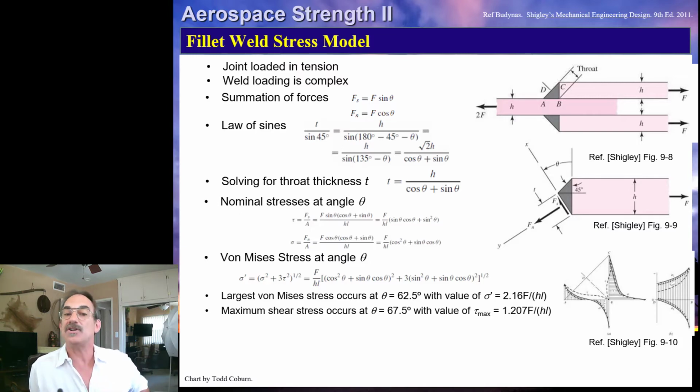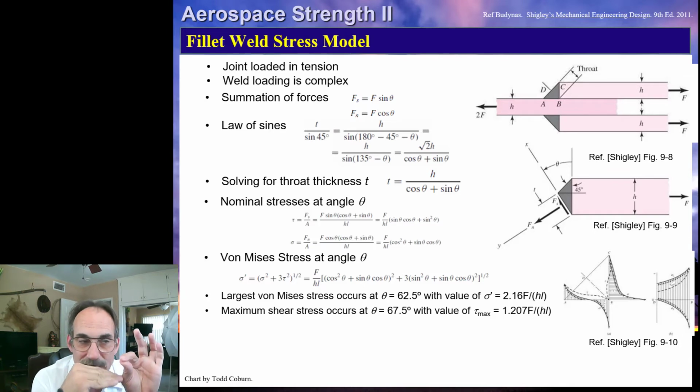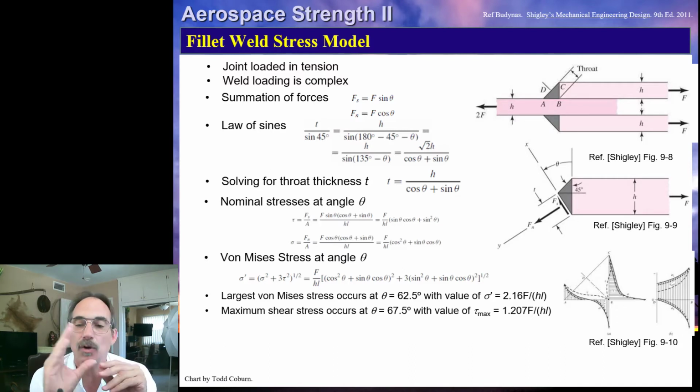We can calculate how much shear force we have and how much moment we have by just using trigonometry. The summation of forces, the shear force, and the normal force are calculated here using the law of sines. We can solve the throat thickness, calculate the stress at any angle for any cut at any angle, and even calculate a von Mises stress, okay? So if we plug this in, we can calculate the stress distribution at any angle. Now you can imagine it's probably critical right there at the minimum throat area. Let's look at this a little further. Let's look closer at that.